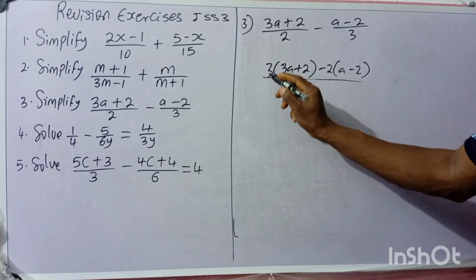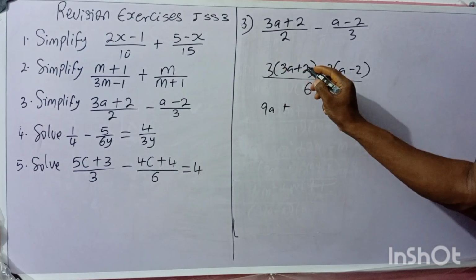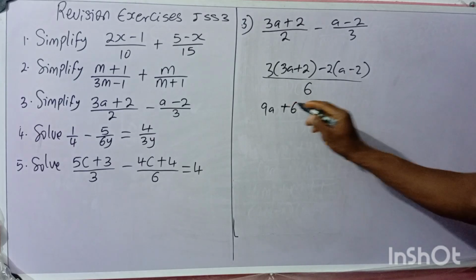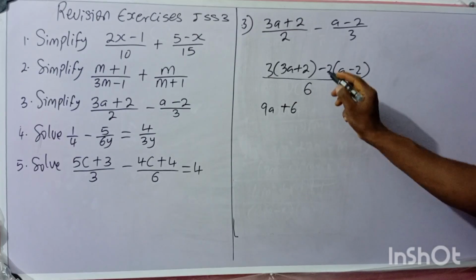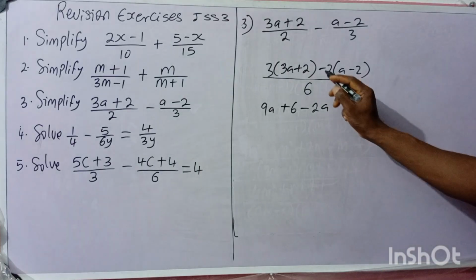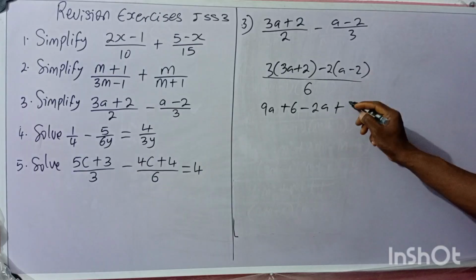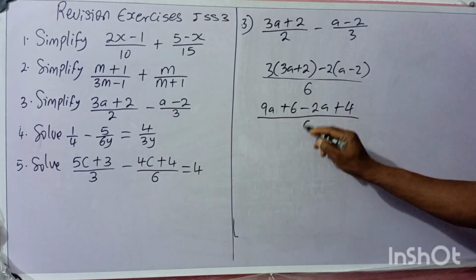So let's open the bracket. 3 times 3a will give us 9a, plus 3 times 2 will give us 6. Minus 2 times a will give us minus 2a. Then minus times minus gives us plus, then 2 times 2 will give us 4, all over 6.